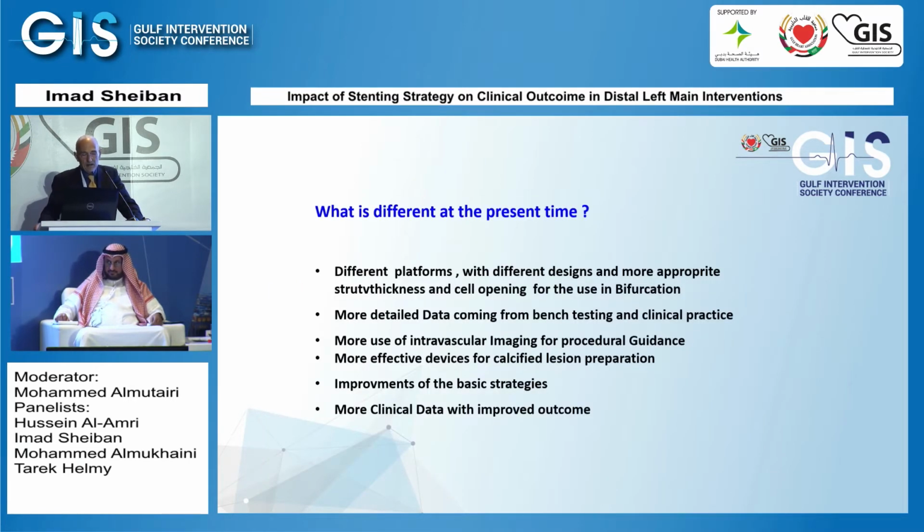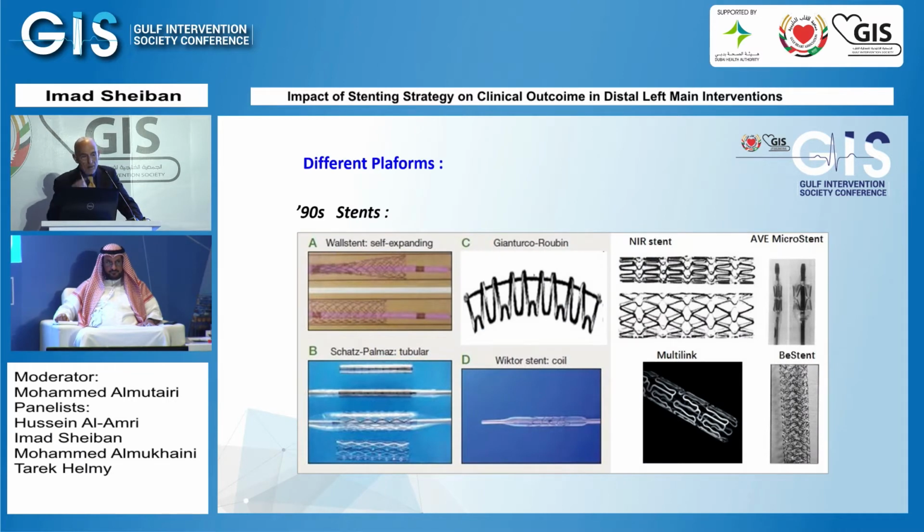So what is different at the present time? Well, we have different platforms with different designs and more appropriate strut thickness and cell opening for use in bifurcation, more detailed data coming from bench testing and clinical practice, more use of intravascular imaging for procedure guidance, more effective devices for calcified lesion preparation, improvement of the basic strategies I have mentioned before, and more clinical data with improved outcome.